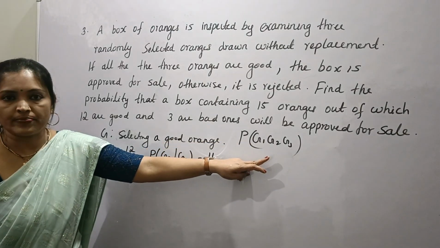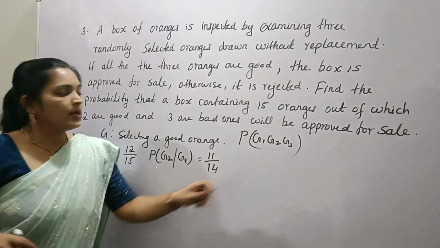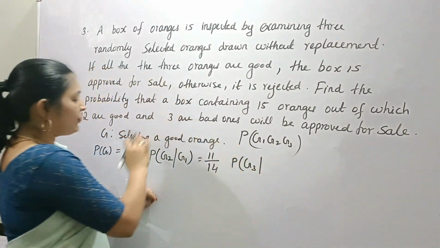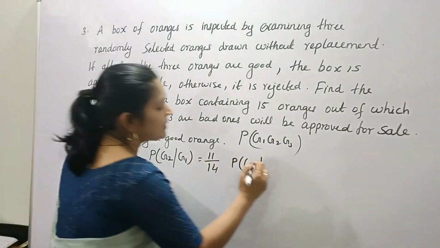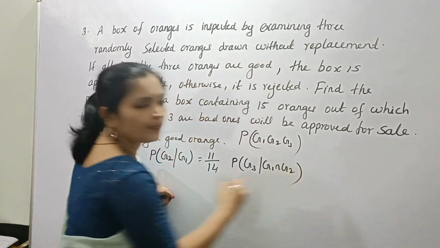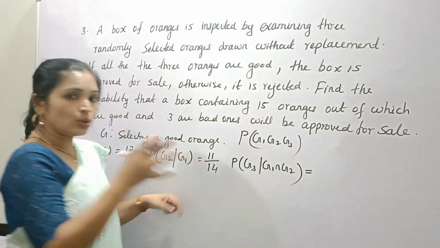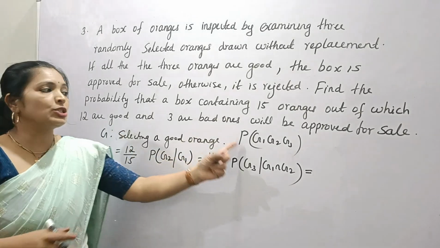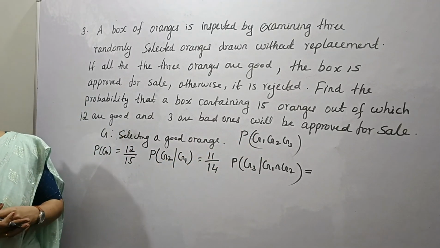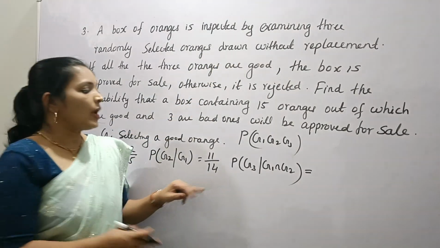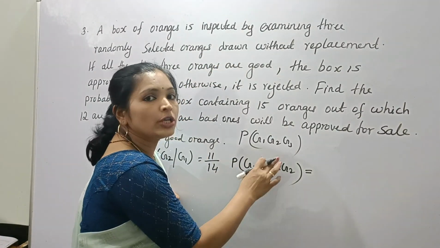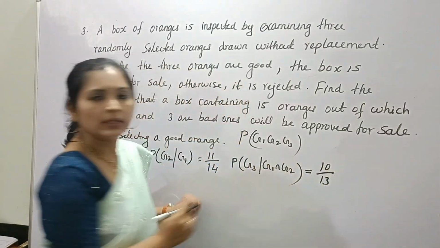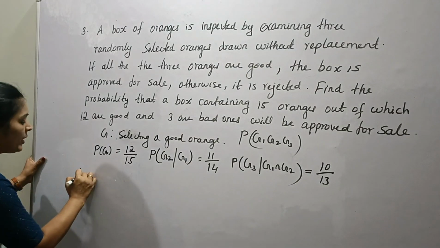Next, we have to select 3 oranges, so the probability of 3 good oranges. Here next is the probability of G3 given that G1 and G2 have already occurred, that is G1 intersection G2. Now 2 oranges are reduced, so here we are selecting from this. G1, G2, G3 are dependent events because it is without replacement. Now G3 given G1 intersection G2 is 10 divided by 13.